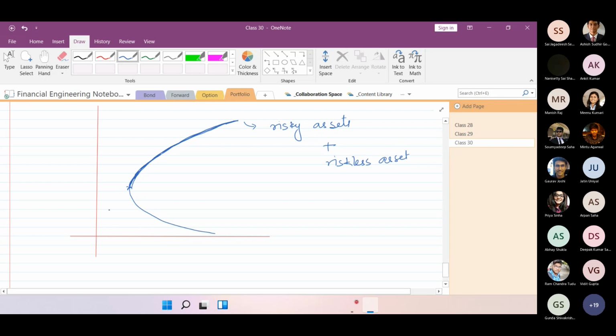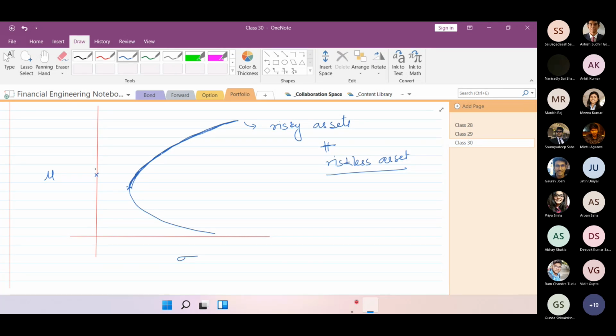will it not lie on the y-axis? Because the sigma would be 0. If I add a riskless asset and show it in this mu-sigma plane, it lies on the y-axis, because sigma would be 0 for the riskless one. Is it clear, Soumyadeep? Yes, sir. So I have just put it here, so this corresponds to a riskless asset.